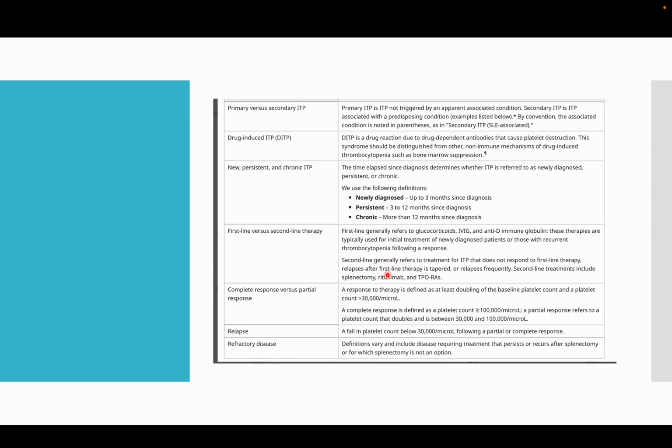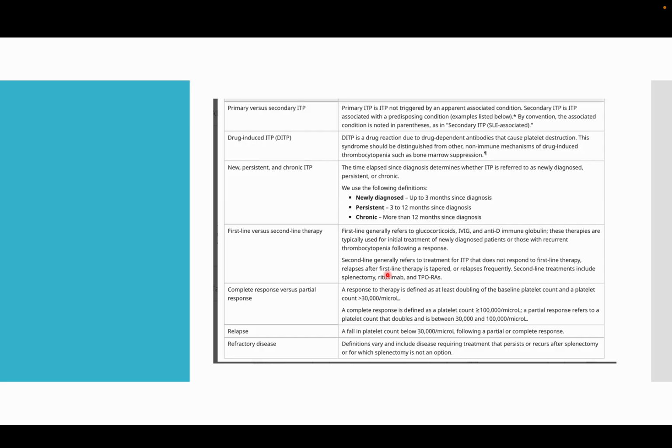If the patient has any critical bleeding or any life threatening bleeding, you go with both steroid and IVIG. IVIG is generally 1 gram per kg in the first day. You give it for 1 or 2 days, the effect will be seen in 2 to 3 days, and that lasts for 2 to 6 weeks. So any critical bleed, you go with IVIG with steroid.